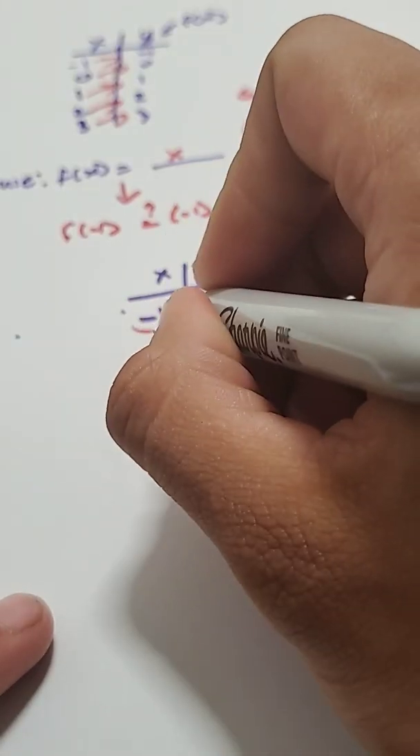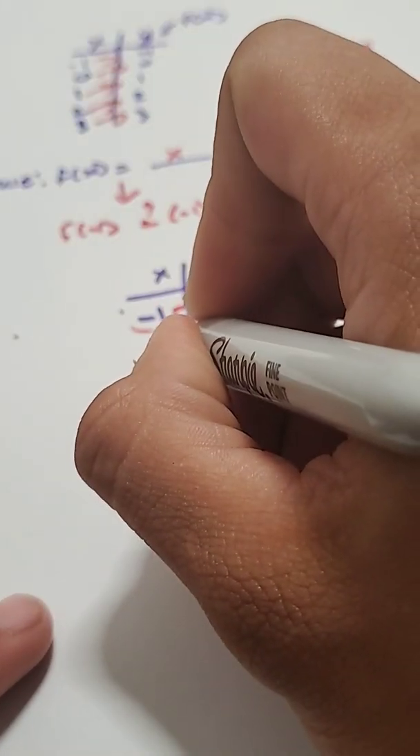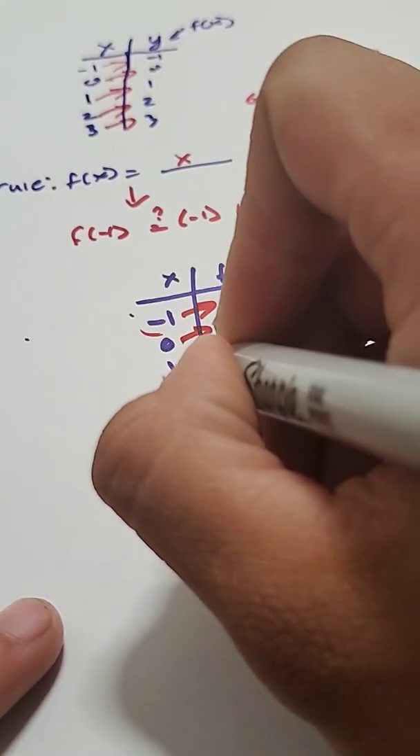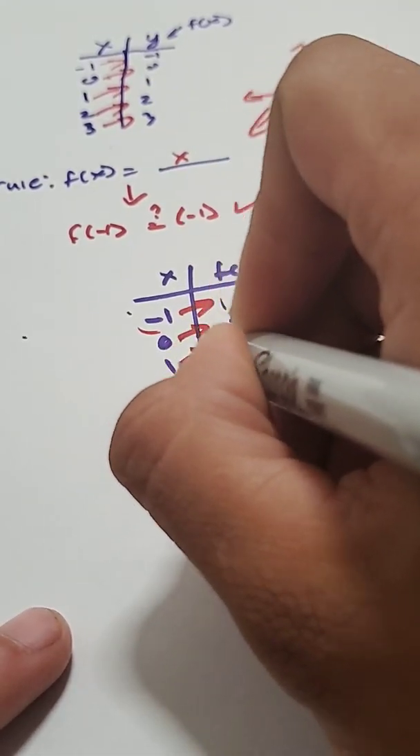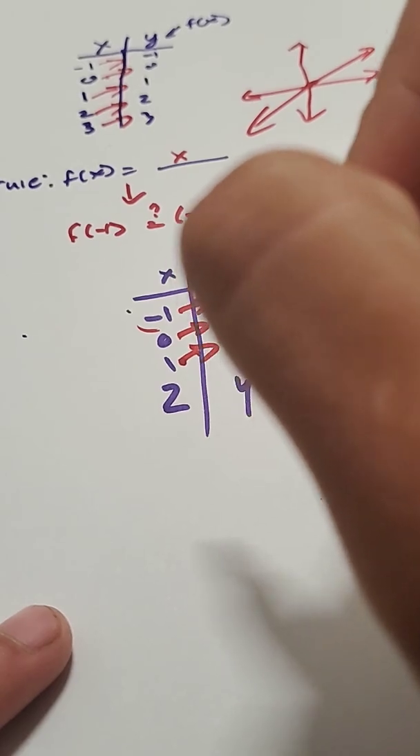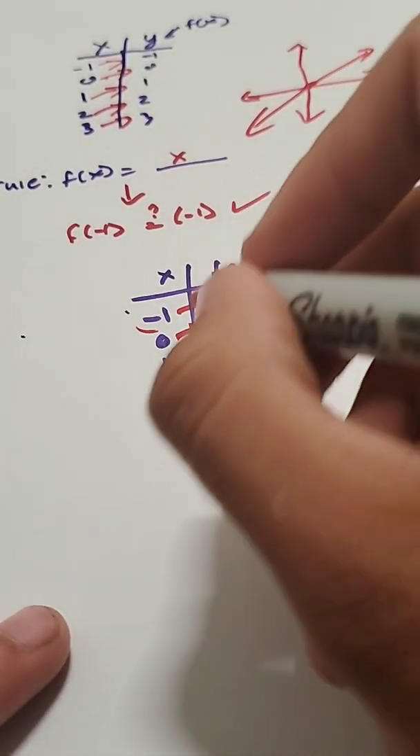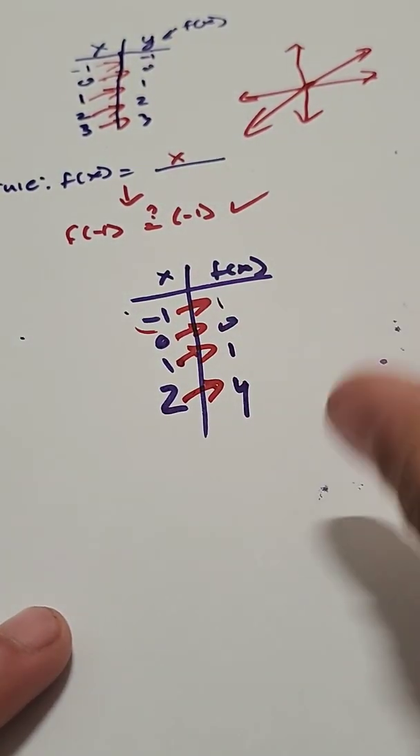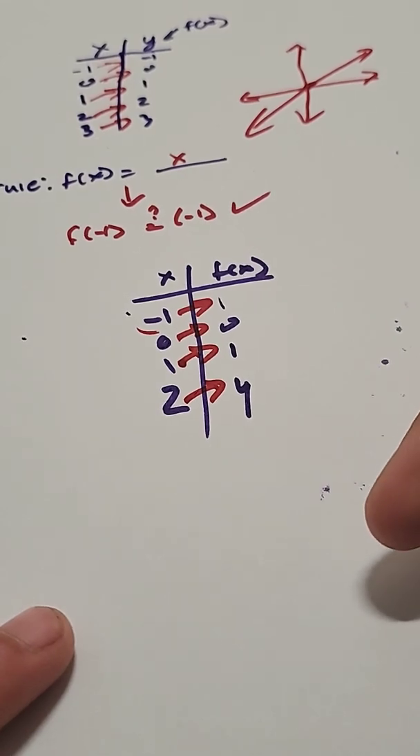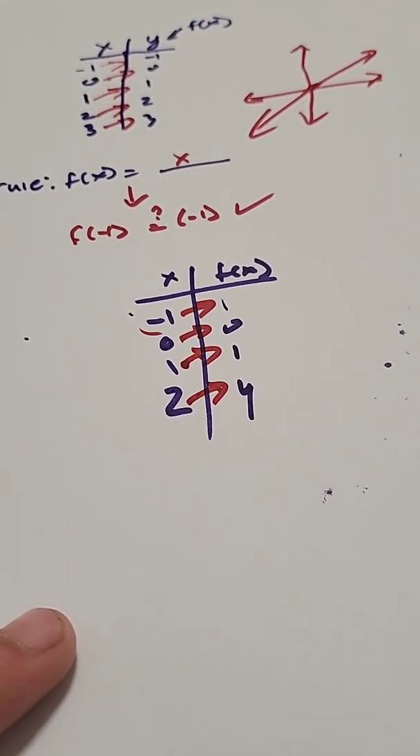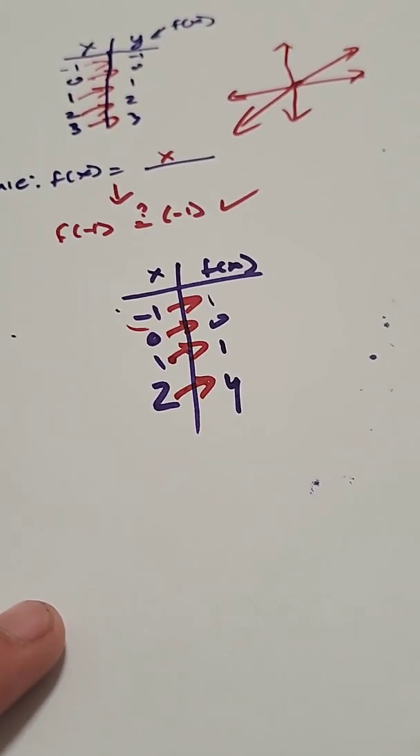So what this is saying is, we put in -1 and it spits out 1. We put in 0, it spits out 0. We put in 1, it spits out 1. And we put in 2, it spits out 4. If you need to think about it, go ahead and take a moment to pause the video.